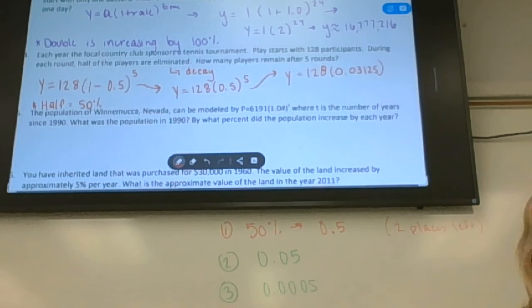So I can do a little math here. 32 times 0.5 to the 4 works. 128 and 32 are both powers of 2, so it's very related. All right, so y equals 4. So there are 4 players after 5 rounds. That means they're at the semifinals. The 4 players will play each other in the semifinals, and then they'll go to the finals, 2 players, and then they'll have a champion.